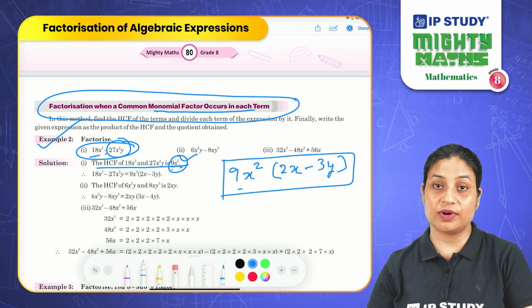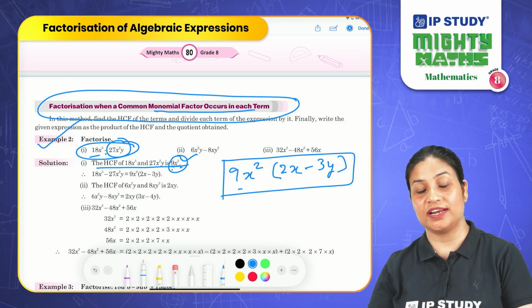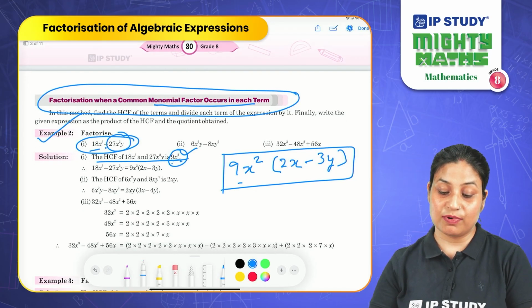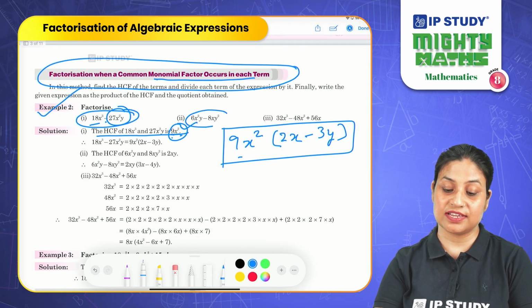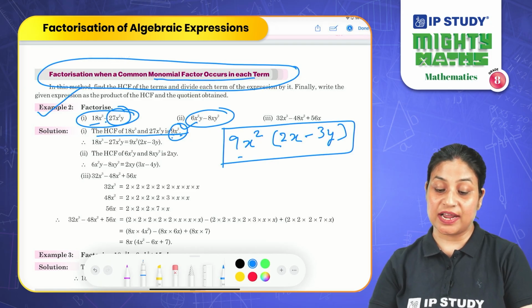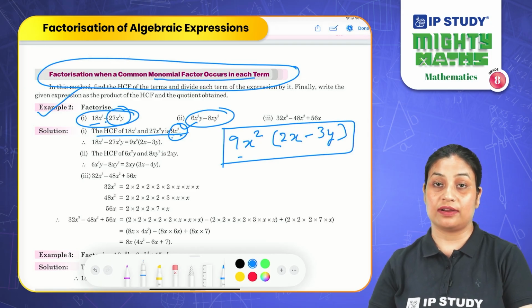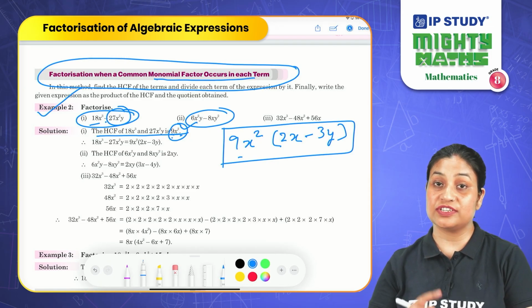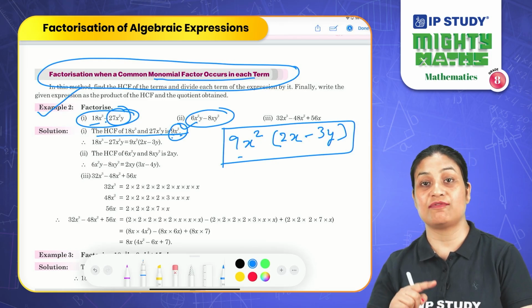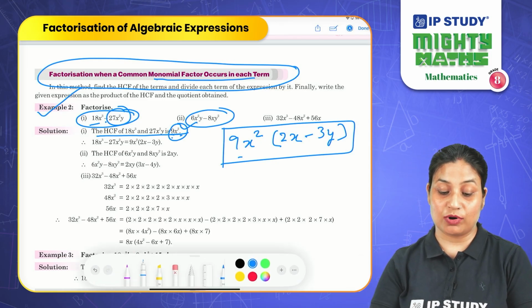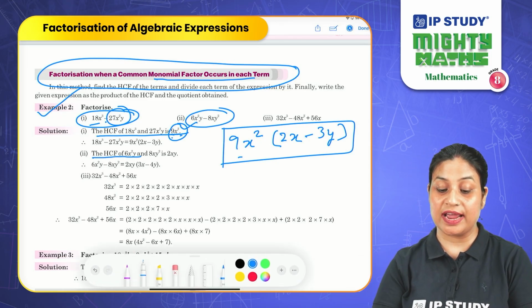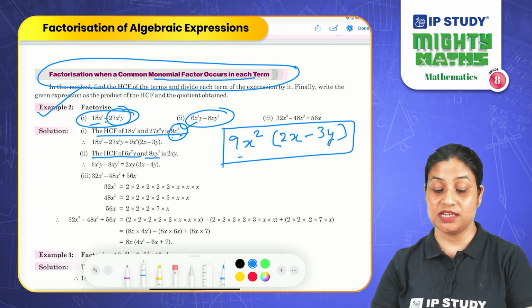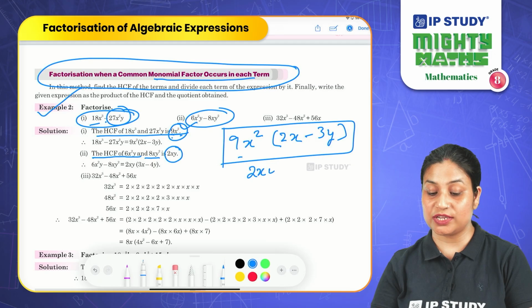Now, in order to understand this concept in a better way, let's take another example. Suppose you have 6x²y minus 8xy², right? So first of all, you have to find the HCF of these two monomials. And what is the HCF of 6x²y and 8xy²? It is 2xy, right? Write it down separately, 2xy.